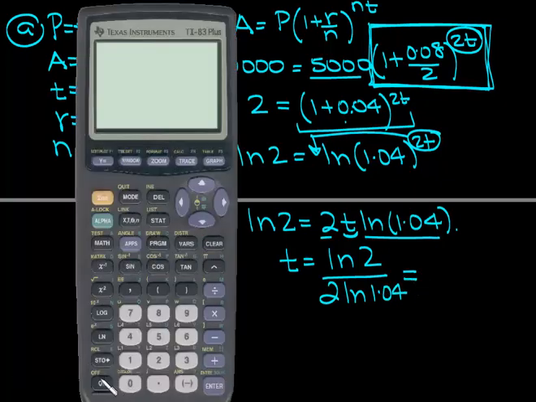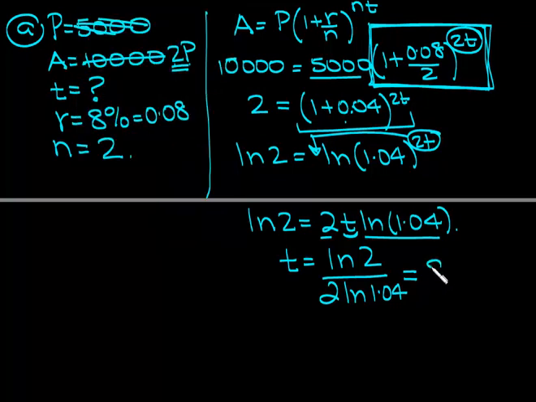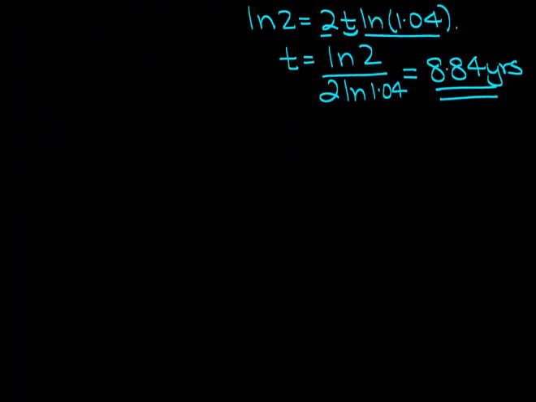So let's do this. And make sure you write your answer in terms of a sentence, because it was a word problem. They asked you the question in terms of a sentence, so make sure you do that. We get ln of 2, divided by, I'll open parentheses, 2 times ln of 1.04, close parentheses. So we get 8.84 years. So it'll take roughly 9 years for the amount to double at 8%, if it's compounded semi-annually. Okay, let's do the same problem if it's compounded continuously.